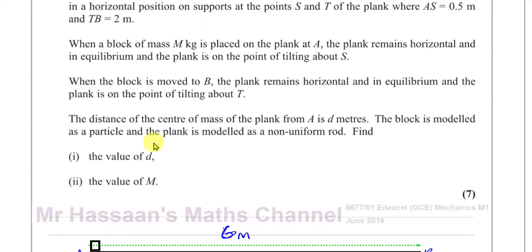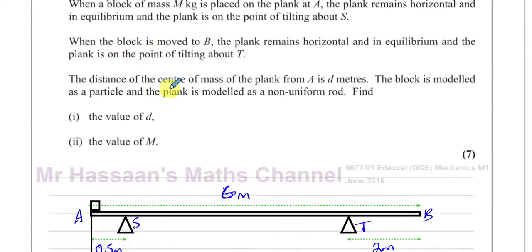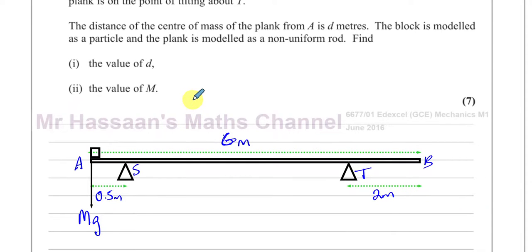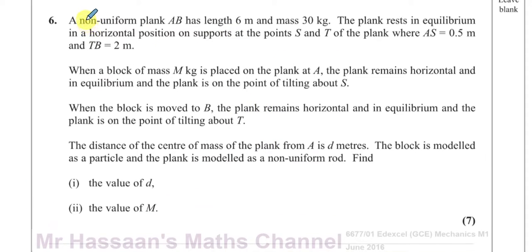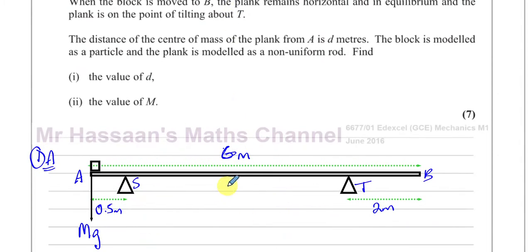When a block of mass m kilograms is placed on the plank at A, the plank remains horizontal and in equilibrium, and the plank is on the point of tilting about S. So let's consider this the first case, when the block is at A. Now, it's a non-uniform plank. When it's a non-uniform plank, the weight does not act through its geometric center. So I don't take the weight acting through the 6 meters midpoint.